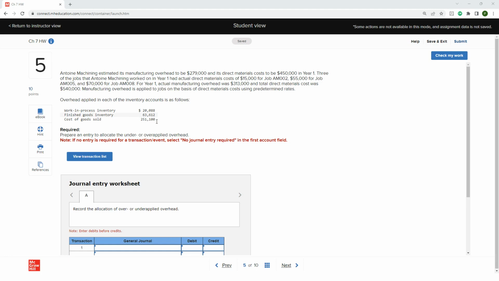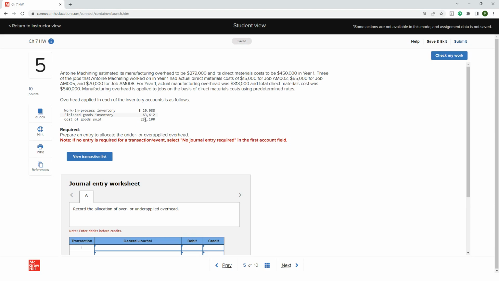Cost of goods sold isn't really an inventory account, so I'm not sure why it calls it that. It is related to inventory in the sense that it's the expense account which reflects inventory that's already been sold, but in and of itself, it's not an inventory account since inventory is an asset and cost of goods sold is not an asset, it's an expense. But in any event, that's what they call it.